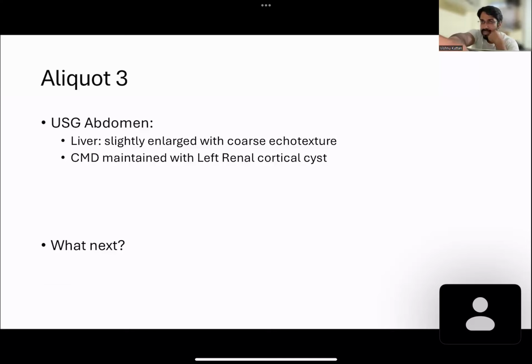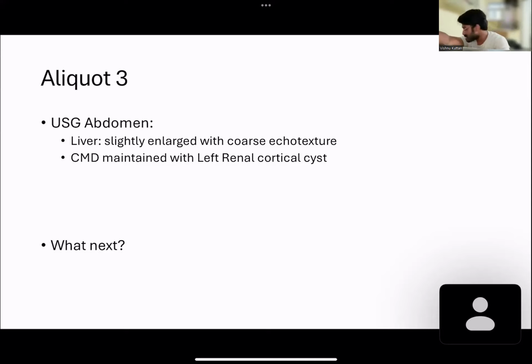Going on, he had done an ultrasound abdomen, which showed a slightly enlarged liver with some coarse echotexture. Kidneys were grossly fine, except that he had a left renal cortical cyst. Outside, they had done an echo for some reason. I forgot to add that, and it showed that the RV and LV function was good. There was nothing wrong. All valves were normal. Everything good. I know this might have been a little bit too much to take in.